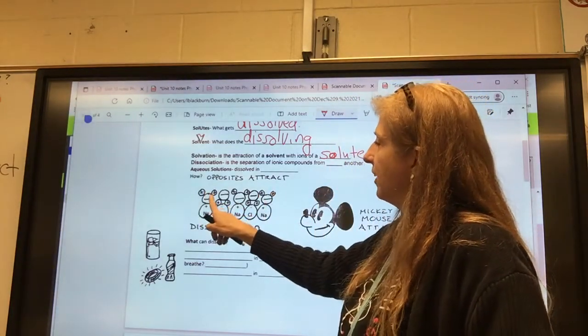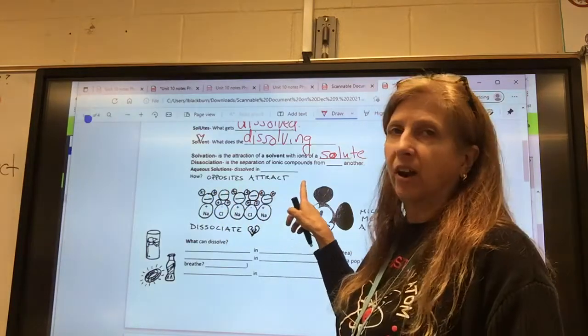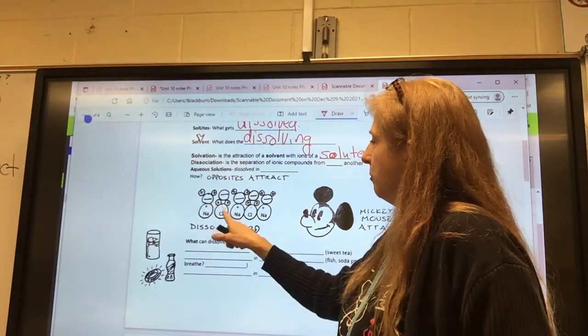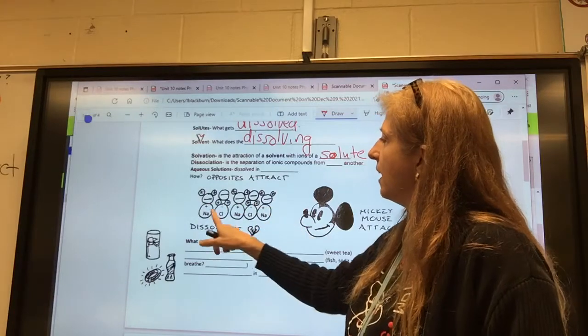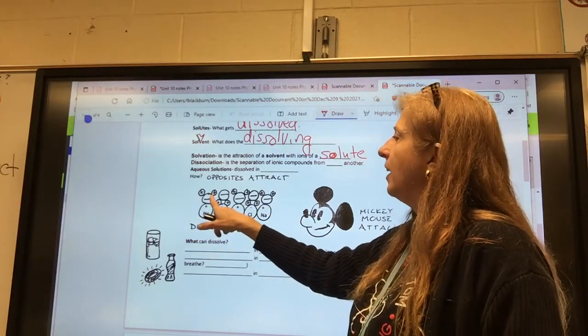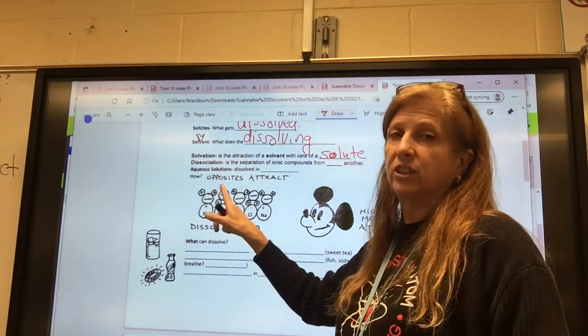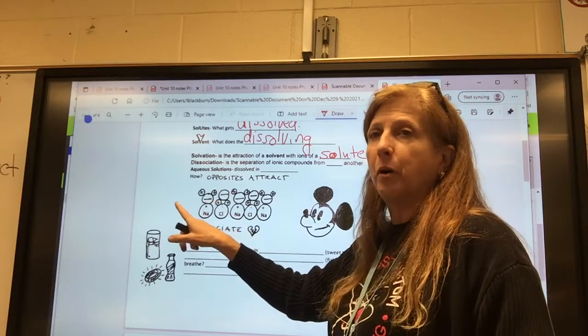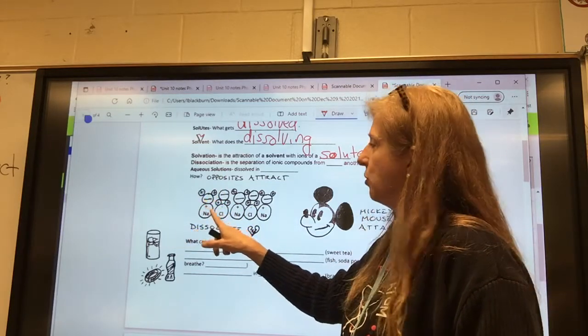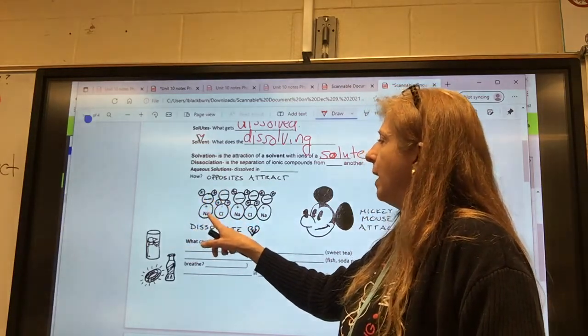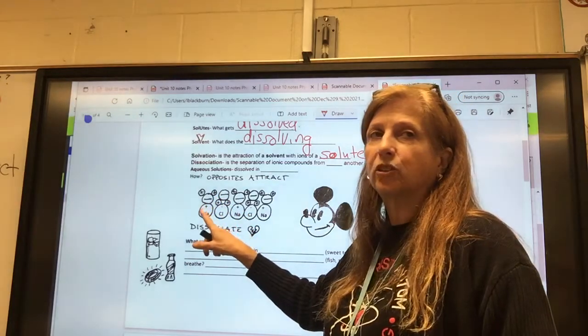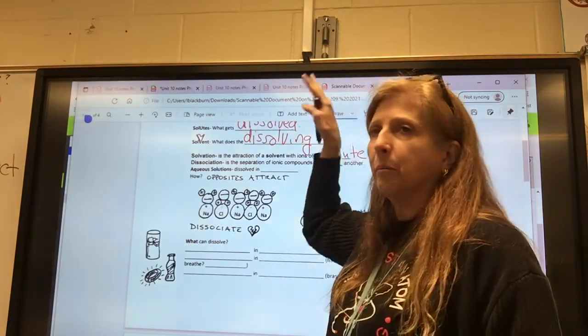These are water. See how they look like Mickey Mouse or Kermit the Frog? Because the sodium and chloride have different charges, the sodium is positive. The negative oxygen on the water, that is polar, it has a partial negative charge, will align with the positive because opposites attract, and it will pull it apart.